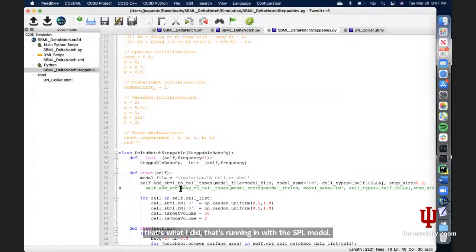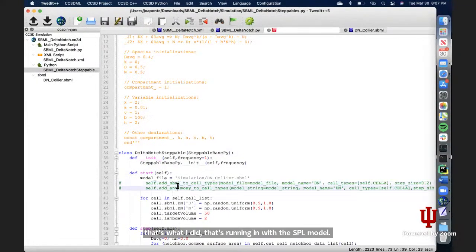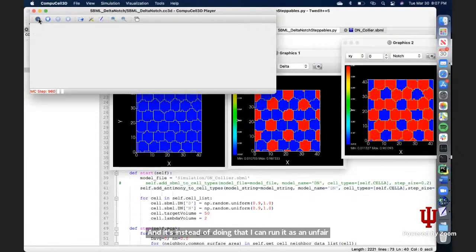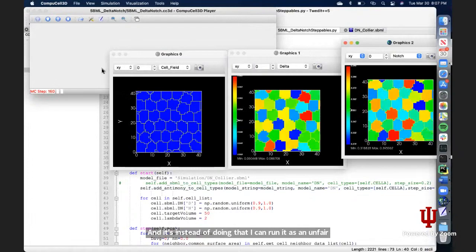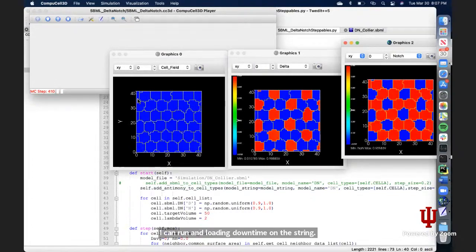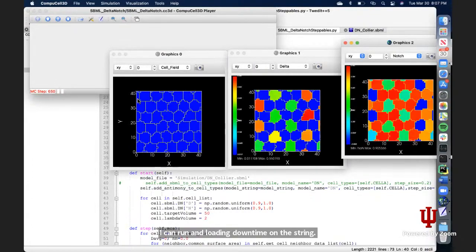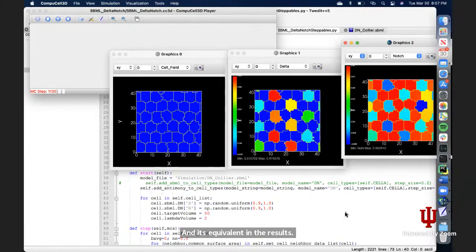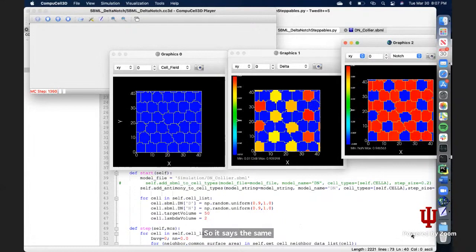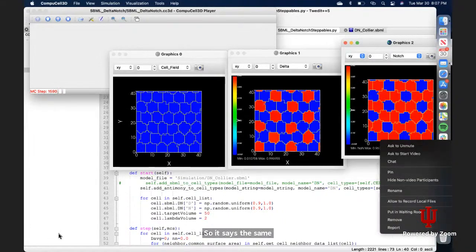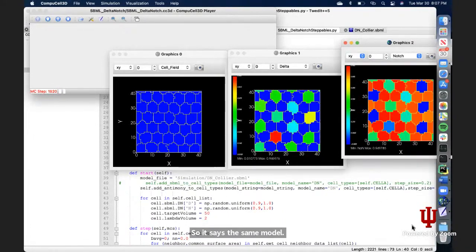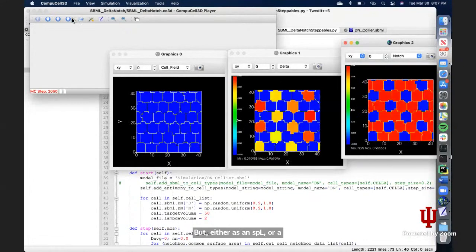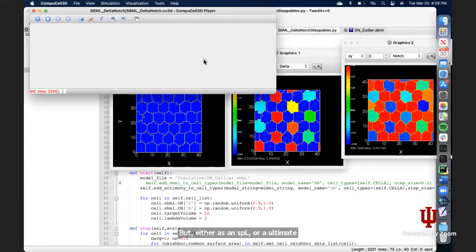And instead of doing that, I can run it loading the Antimony string. And it's equivalent in the results. So it produces the same model, but either as an SBML or an Antimony string. That's all. Okay.